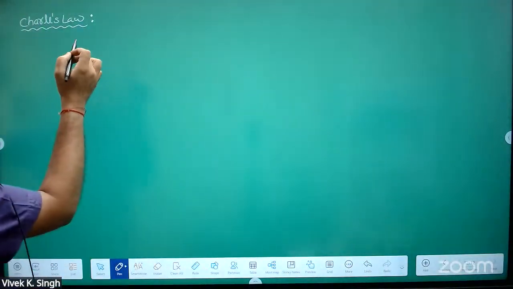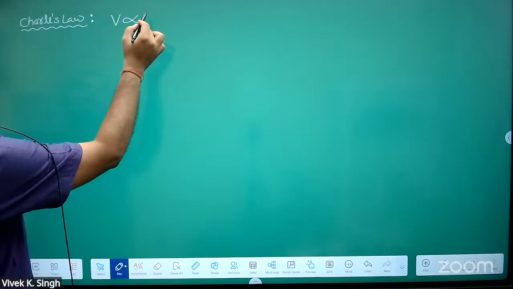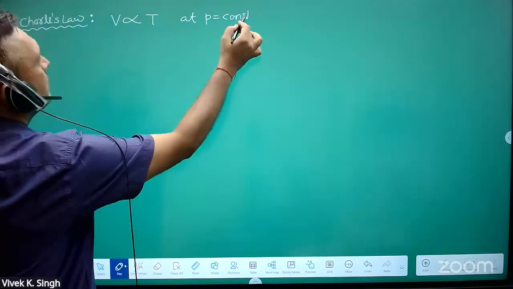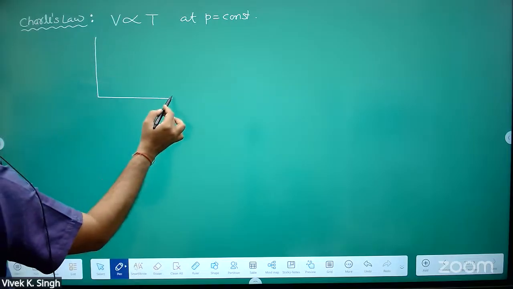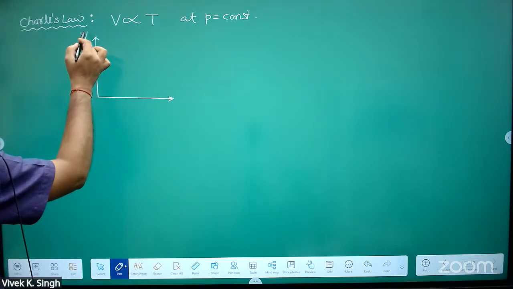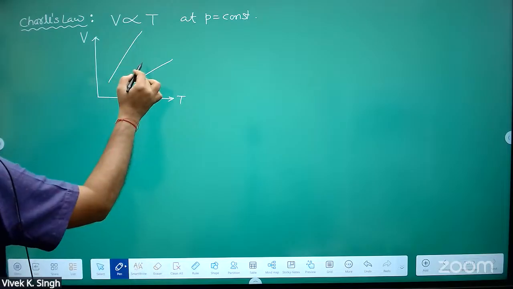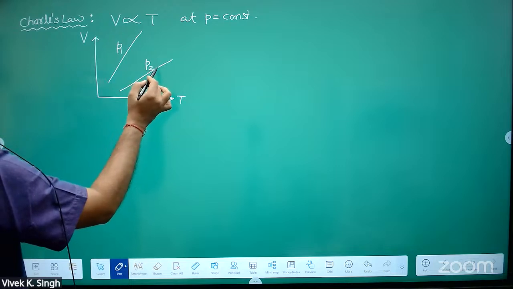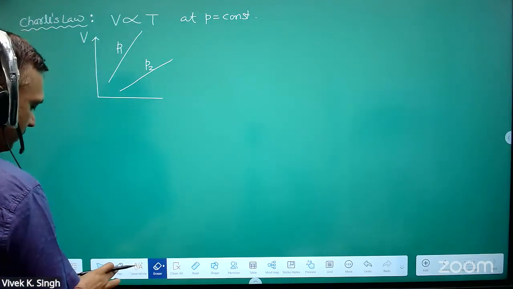So according to Charles' law, at constant pressure, volume is proportional to T when P is constant. And if you plot V versus T at different pressures, let's say this one is at pressure P1 and this one is at pressure P2. So I am showing two different pressures: one at constant P1, another at constant P2. So what is the relation between P1 and P2? Can you say?